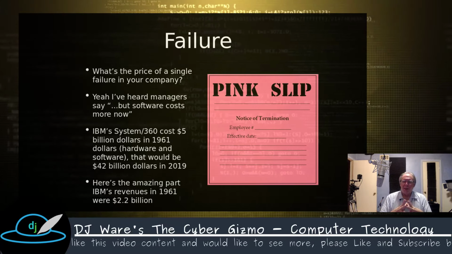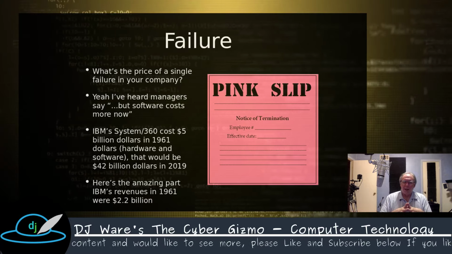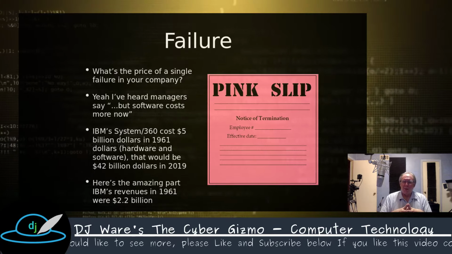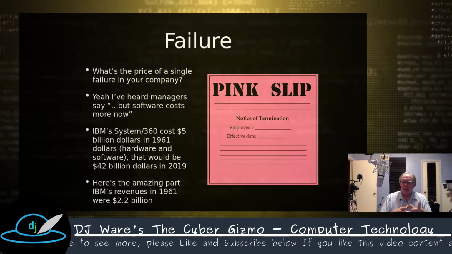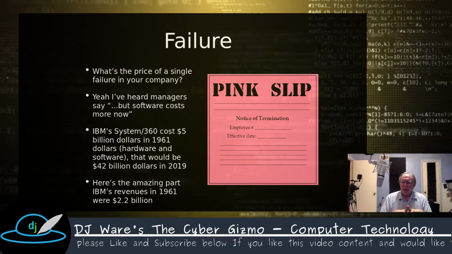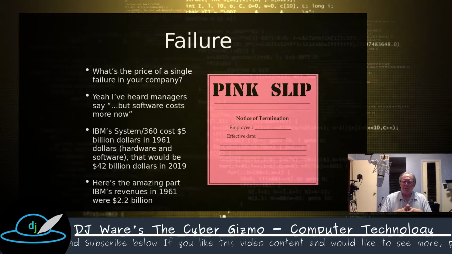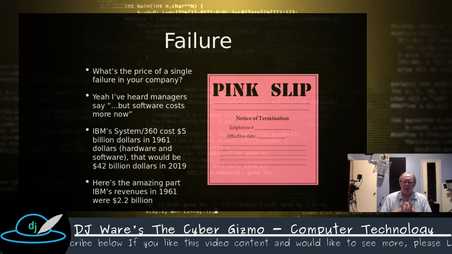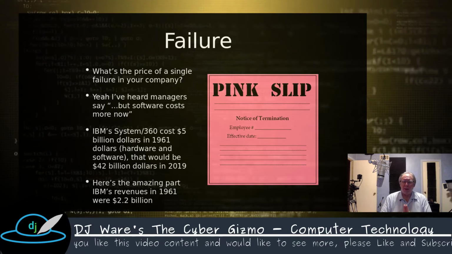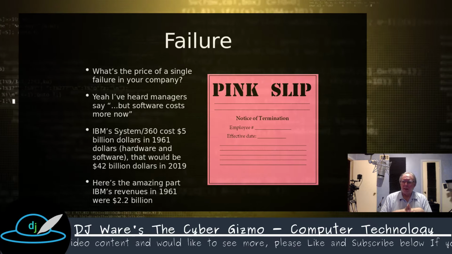I've heard the other thing is that managers will say, but software costs more now. That's not true. That's not true at all, and don't buy that argument. IBM's System 360 cost $5 billion in 1961. That's hardware and software, and that would be $42 billion in today's money. Here's the real kicker. In 1961, IBM's revenues, not profit, revenues were $2.2 billion. They bet everything on the System 360.